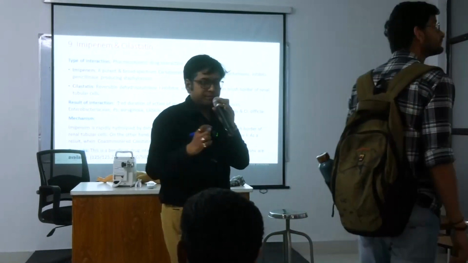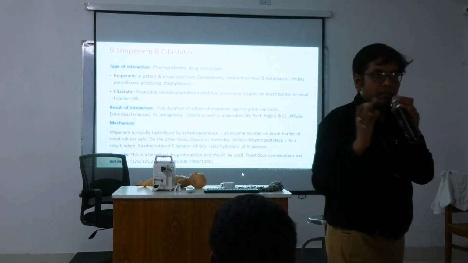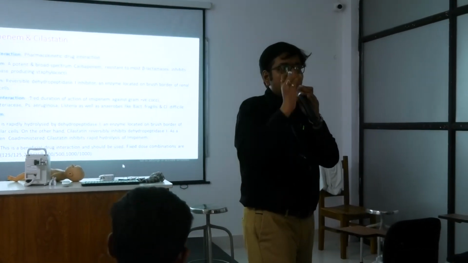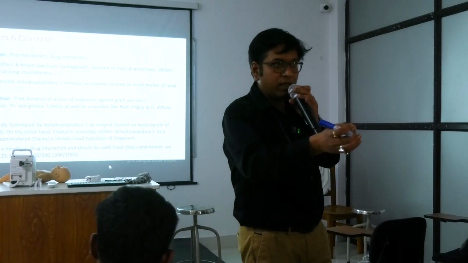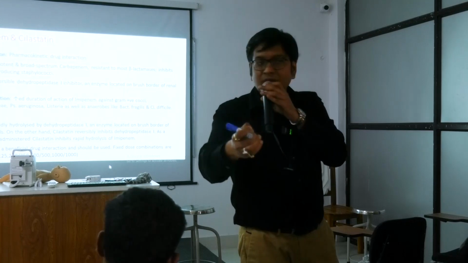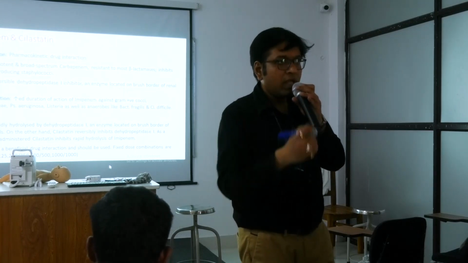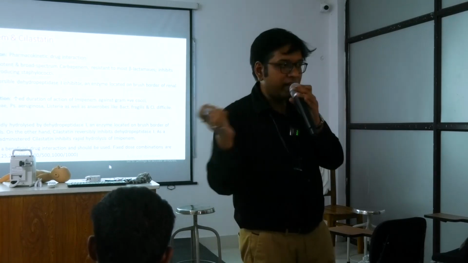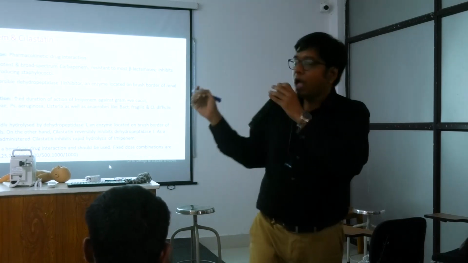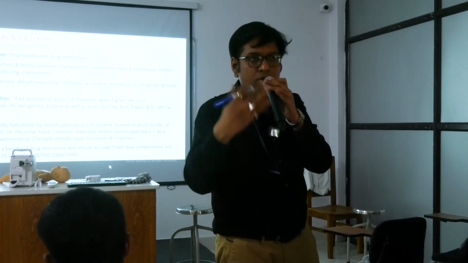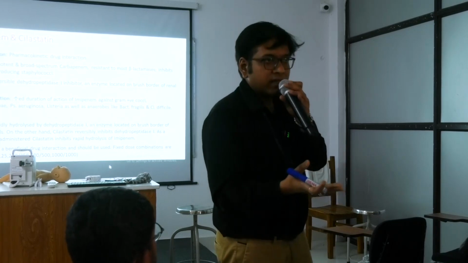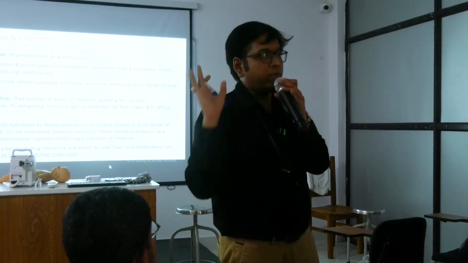There is an enzyme called dehydropeptidase 1 in the kidney, in the renal tubules. Imipenem is an antibiotic. When imipenem is given to the human body, this enzyme dehydropeptidase rapidly breaks down imipenem. So what do we do? So that imipenem doesn't get destroyed and can work, we give kilastatin. Kilastatin inhibits that enzyme dehydropeptidase.